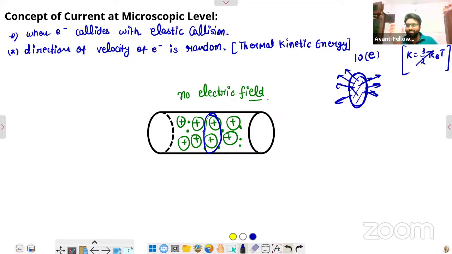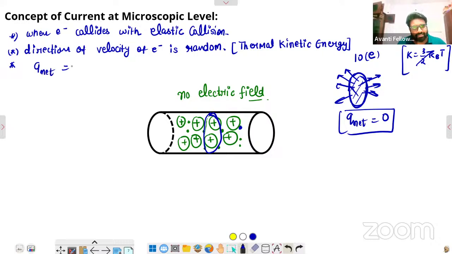And also this positive charge also vibrates about its own axis. Okay? Clear? So here, for current, what we needed was how much net charge is flowing through a particular cross section. But the direction is so random that the net charge will become zero. Okay, because of the randomness in the motion of the electrons, the net charge is equal to zero.